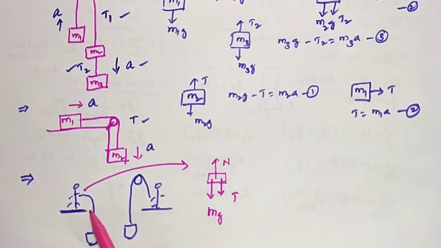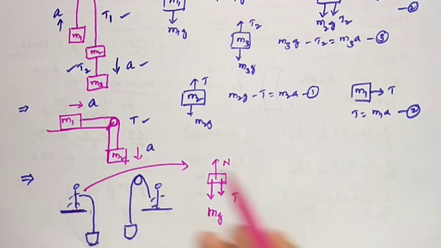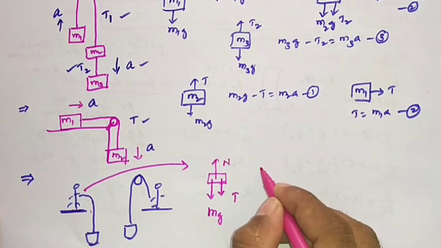Yes or no? See that tension is pulling the man down, or tension always pulls the object. So we are drawing the free body diagram for the man. Tension pulls downward, gravitational force acts, and the normal force by the surface acts. Okay, and now what is the equation here?